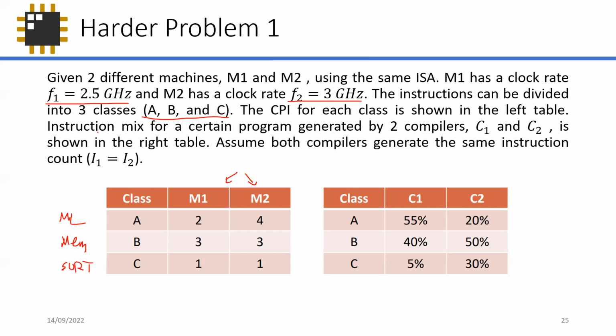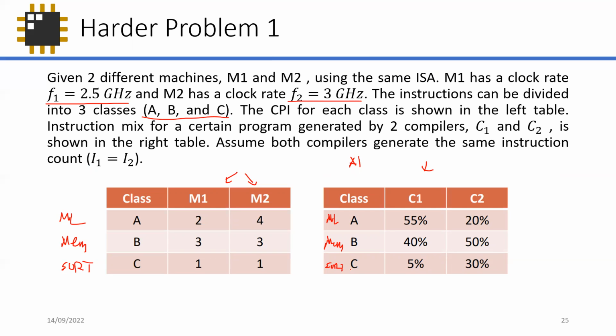Now, the thing is that the instruction mix for a certain program generated by two compilers, C1 and C2, is shown in the right table. Let's say you have an AI program, and the number of machine learning instructions they have to do for compiler one is around 55%. And then 40% for the memory, 5% for the sorting, and things like that.